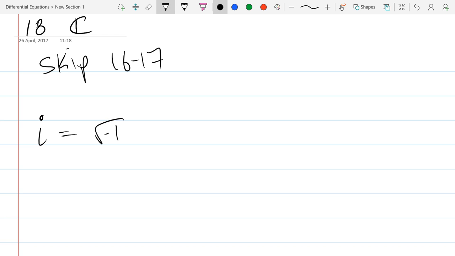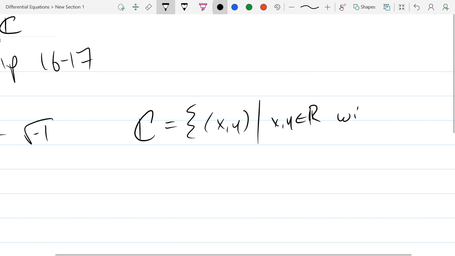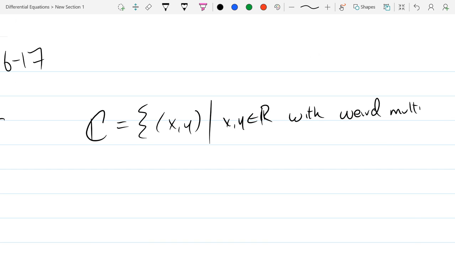So hopefully you remember a couple things about i, the square root of negative 1. You're not allowed to forget that. We can define the complex numbers as a set. There's a few ways to define it. We could write them as points (x, y) such that x and y are real numbers with weird multiplication, however you spell that.